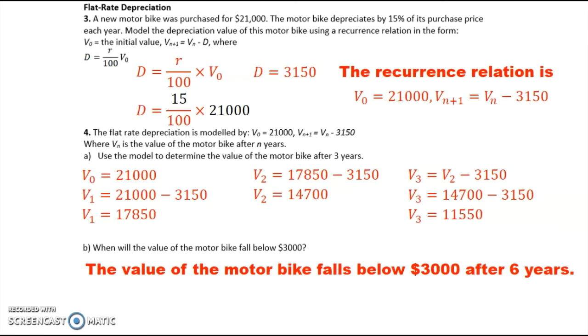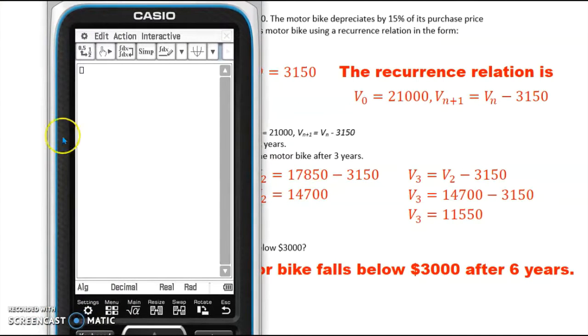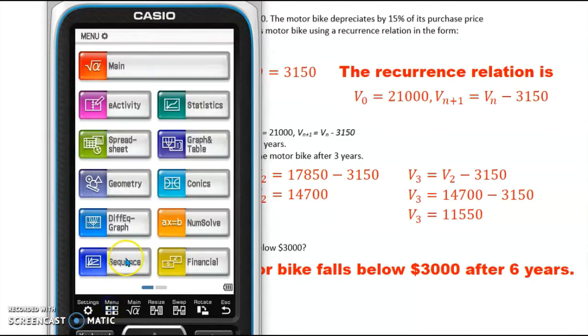Now, when will the value of the motorbike fall below $3,000? Now, the value of the motorbike falls below $3,000 after 6 years. Now, as you can see, the solution suddenly came up there. What I'm going to do is actually show you how we find that. Okay, the best way with this is actually using the ClassPad.